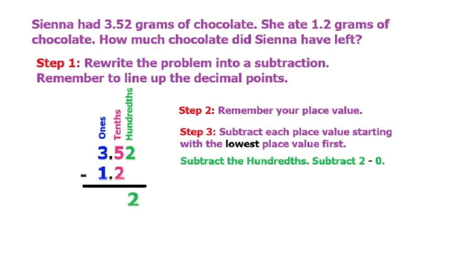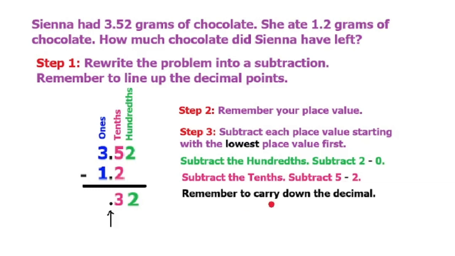So let's do the first one. Subtract the hundredths. Subtract 2 minus 0. 2 minus 0 is 2. Now we move on to the tenths. Subtract the tenths. Subtract 5 minus 2. 5 minus 2 is 3.